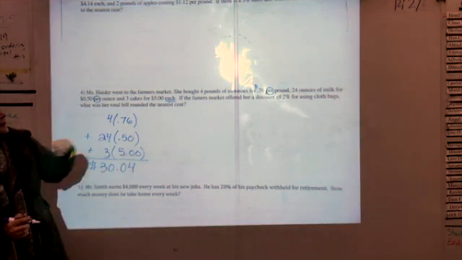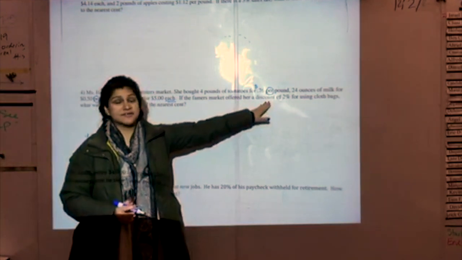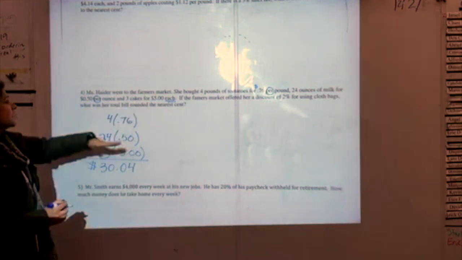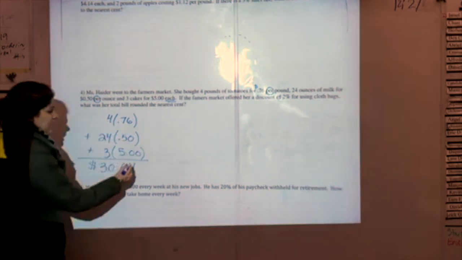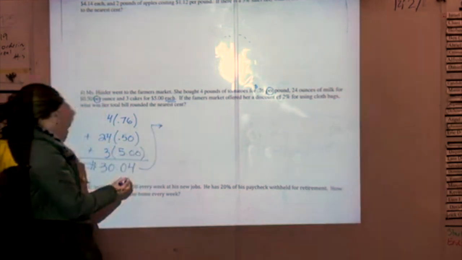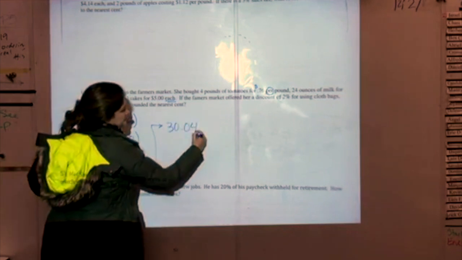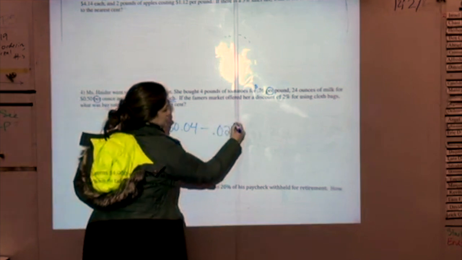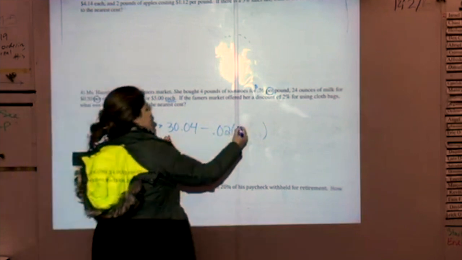Great. From here, the market offered a discount of 2%, and the total bill was rounded to the nearest cent. So here I don't have tax, I have a discount only. I'm going to apply that discount. So my price is 30.04. Discounts are subtracted. 2% is 0.02 of the value that I owe.